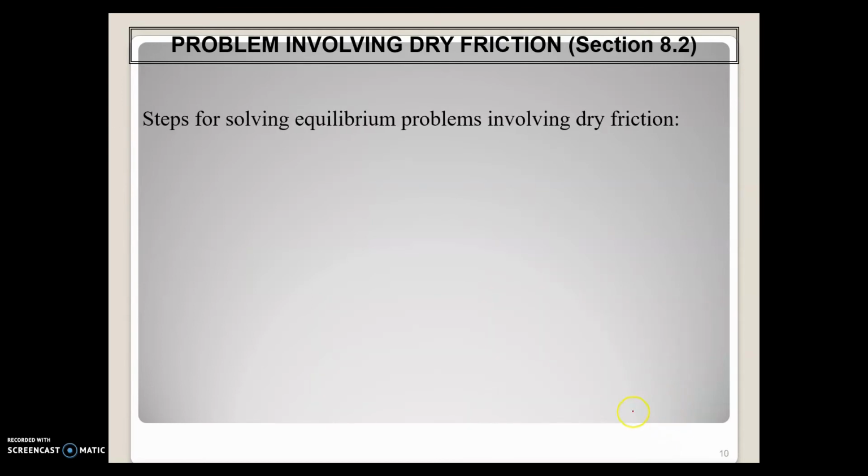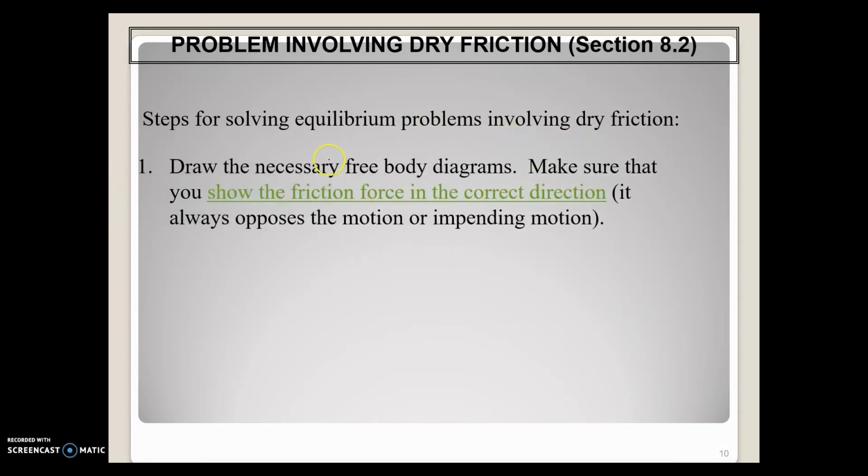The problem involving dry friction. Okay, steps for solving equilibrium problems involving dry friction. First, draw the necessary free body diagram. Okay, macam biasalah. Apa yang kena buat? Selalu kita akan draw FBD. Make sure that you know the friction force in the correct direction. Alright? It always opposes the motion or impending motion.